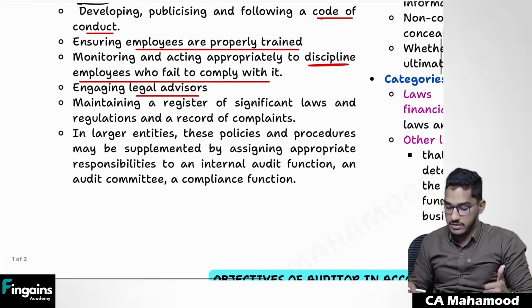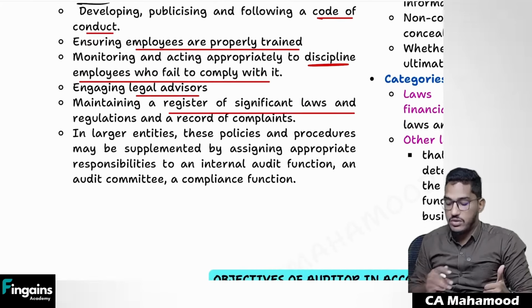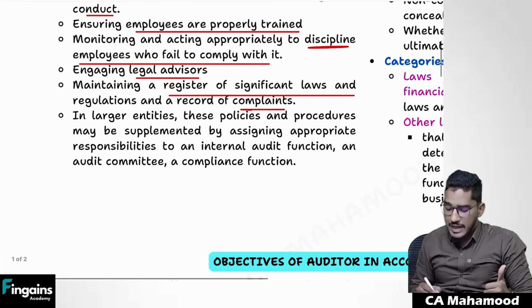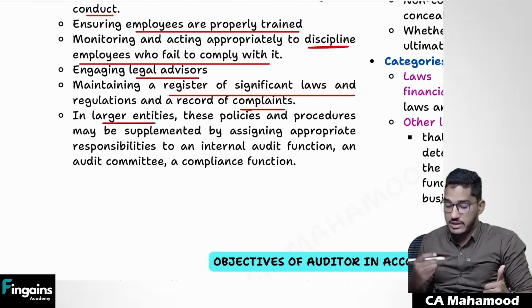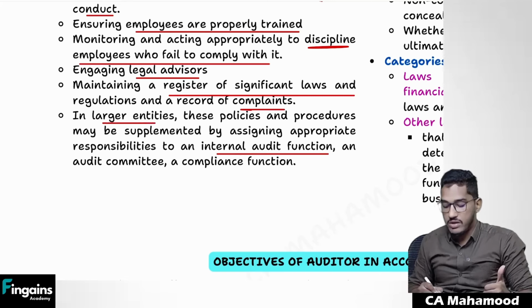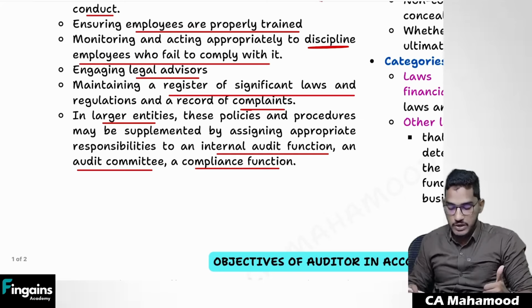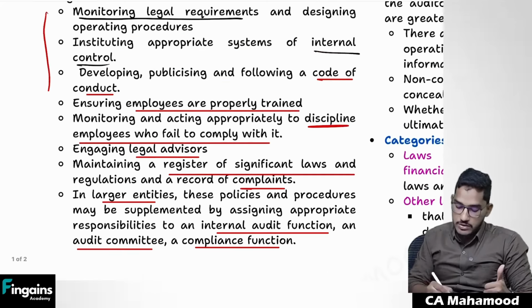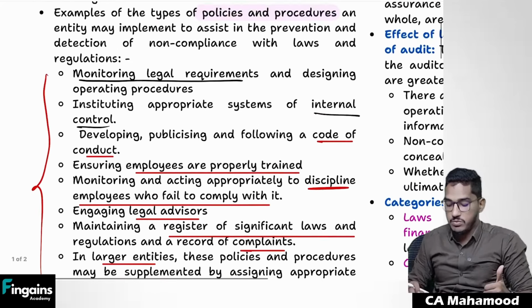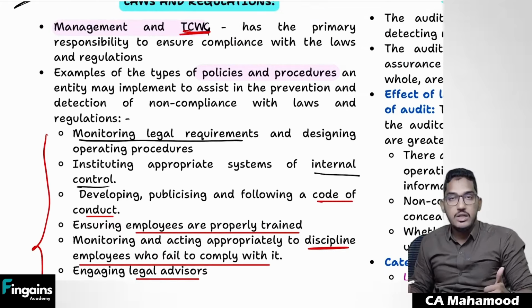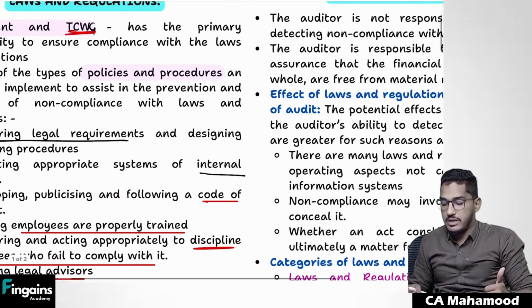So, engaging legal advisors. And also you have to maintain a register of all the laws and regulations and also a register of complaints. In large entities, what they can do is assign this function related to laws and regulations to the internal audit function, or if there is an audit committee, they will assign this task to the audit committee, or they will have a dedicated compliance department in the organization. So by implementing all these policies and procedures, management along with those charged with governance have to make sure that their organization is complying with all laws and regulations.